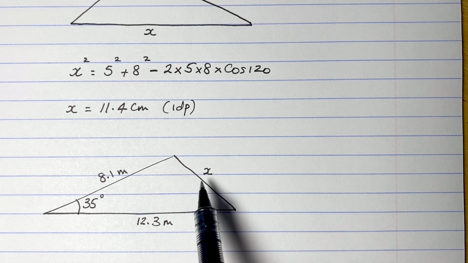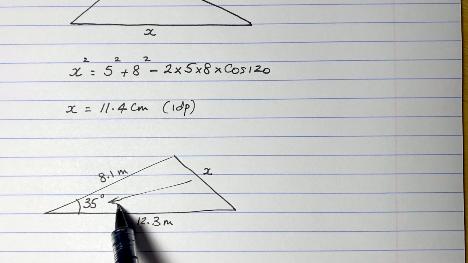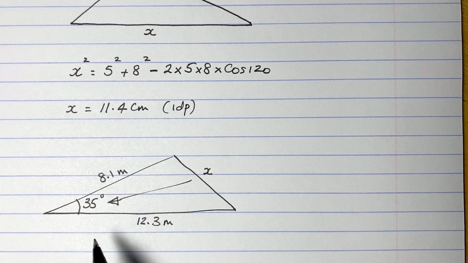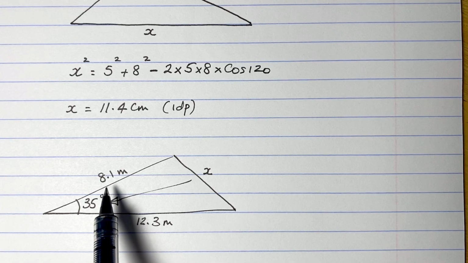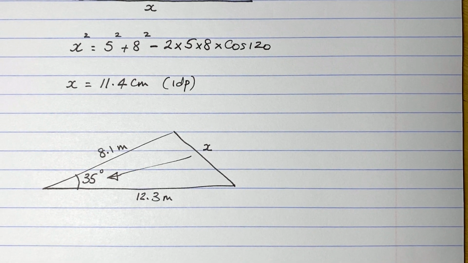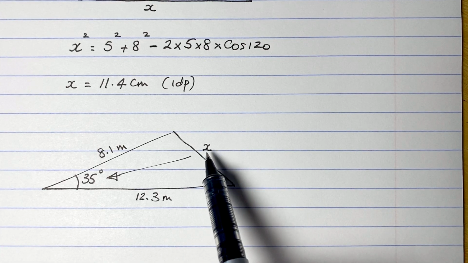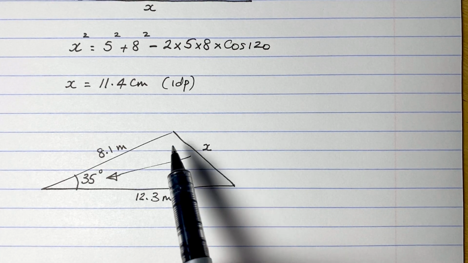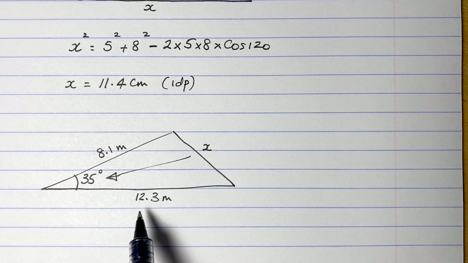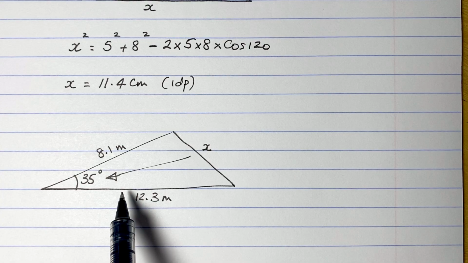Well, you've got to make sure, if you want to find this side, the opposite angle to that side must be given, and the other two sides must be given. Otherwise, you cannot find the value of x. So the initial requirement is, if you want to find the side of an angle, the other two sides must be given, and the angle between those two sides also must be given.